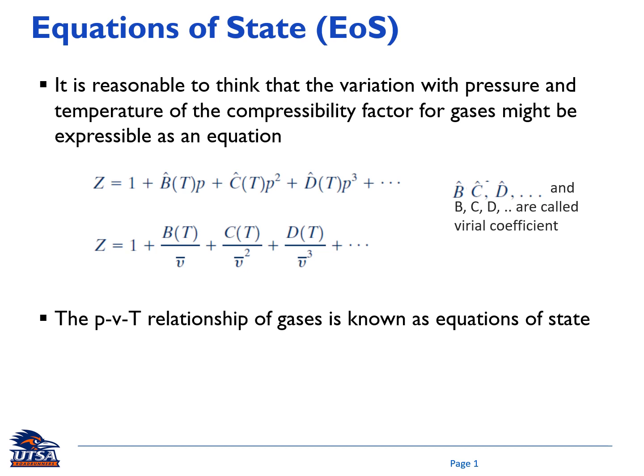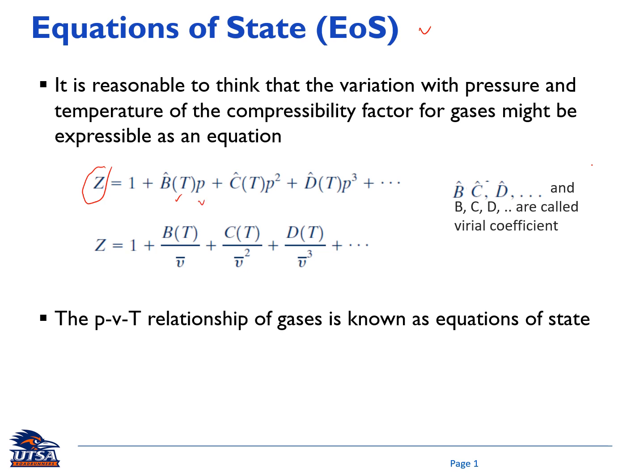The first topic of today's class is equation of state, or EOS. So it is reasonable to think that variation of pressure and temperature on the compressibility factor for gas can be expressed as an equation. These two equations show an example where a compressibility factor Z is formulated in terms of a series of terms, a function of temperature and pressure.